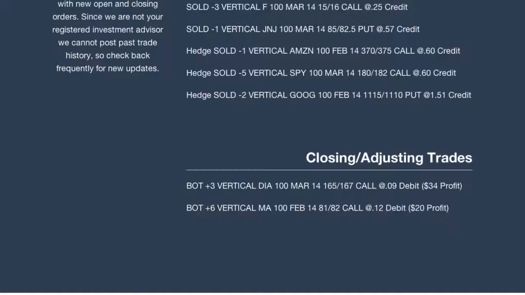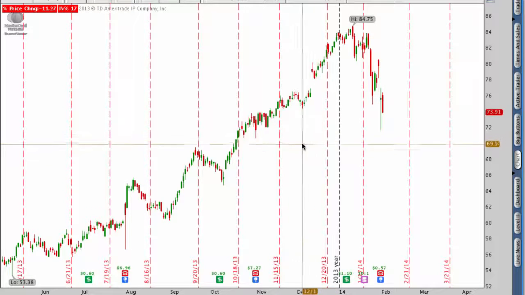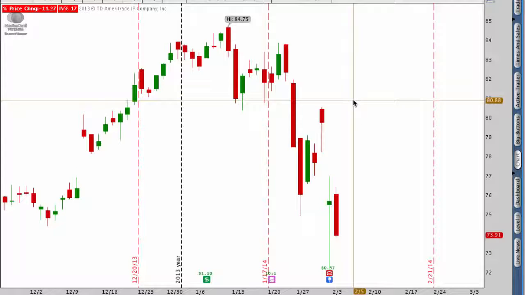The other trade that we closed out here today was MA, or MasterCard. We bought back the vertical call spread that we had in MasterCard, the 81, 82 call spread, bought it back for a 12-cent debit. So a nice $20 profit per spread that we sold. So again, we sold 6 verticals, $20 per vertical. Same thing here with MasterCard, really no change. MasterCard continues to move lower even after earnings, and with it moving lower, we bought back the call spread that we had above the market.